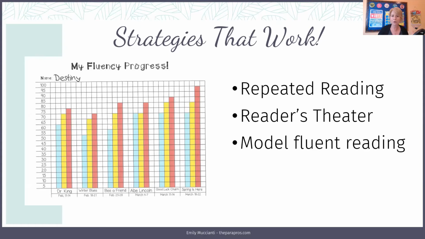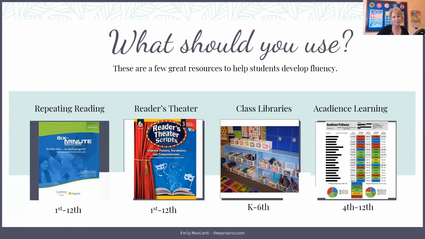And then an oldie but a goodie, and always one we should lean on, is modeling good fluent reading. We need to read to our kids. They should always hear us read with expression, pausing at the punctuation, so that they can learn to emulate and model that type of reading.